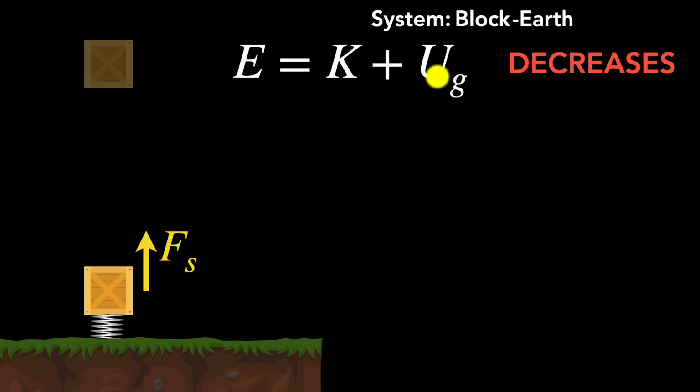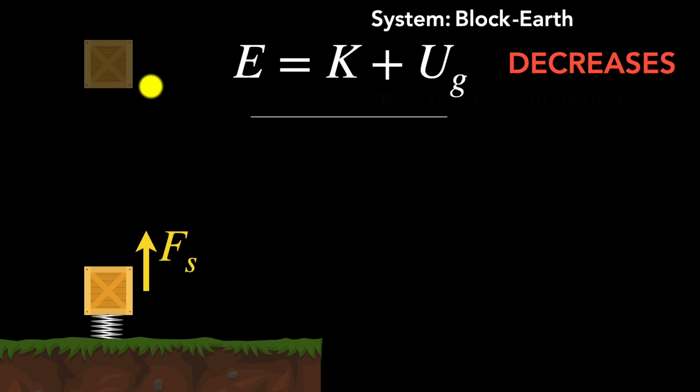Gravitational potential energy reduced, which means the mechanical energy must have reduced. That's exactly what we got over here. And where did that energy go? Well, it got stored in the spring, which is not a part of our system. So the energy has gone out of our system, and so the mechanical energy has reduced.